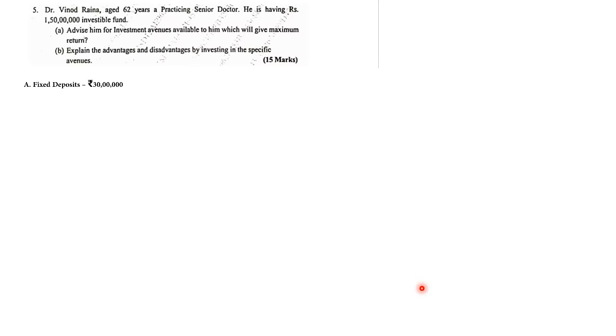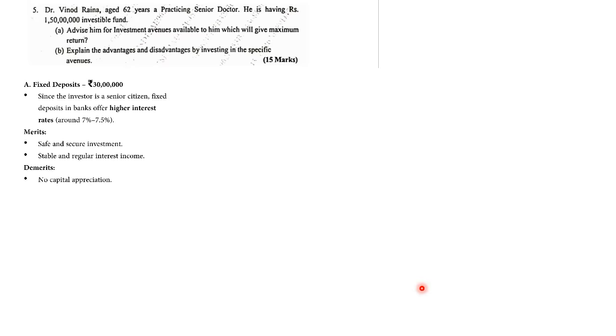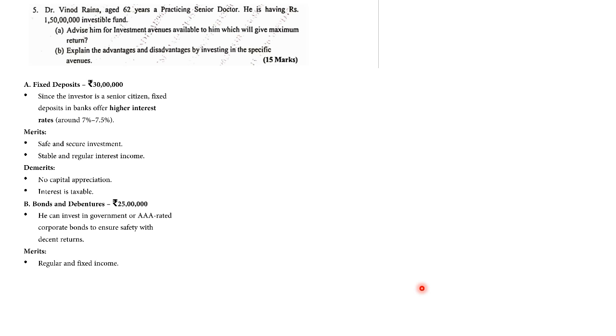So fixed deposit, 30 lakhs. Since the investor is a senior citizen, a fixed deposit in a bank will offer a higher interest rate of 7 to 7.5%. Merits: safe and secure, stable, regular interest income. Demerits: no capital appreciation, interest is taxable. Next, bond and debenture, we have 25 lakhs. He can invest in government or AAA rated corporate bonds to ensure safety with decent return. Merits: regular and fixed income, low risk as compared to equities. No capital appreciation and limited liquidity in the secondary market are the demerits.